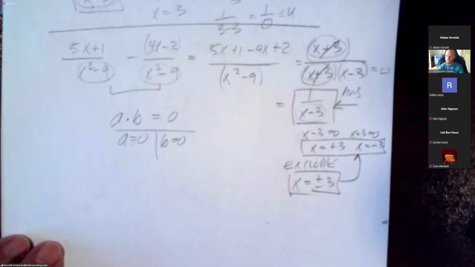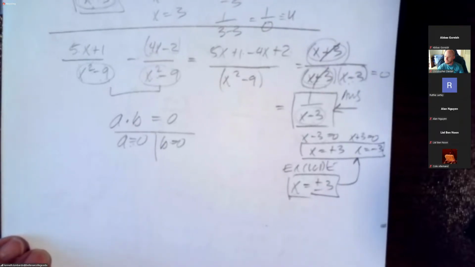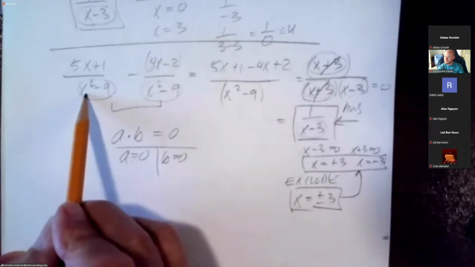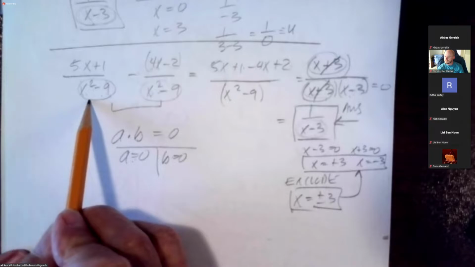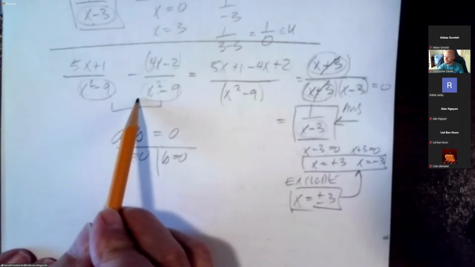The thing I was a little confused on was, at first it says 5x plus 1 over x squared minus 9 and so on. But when you added the numerators together, it seems that negative 2 became positive 2. Yes, it did. Can you explain why? Because I thought we were adding like the numerators together.